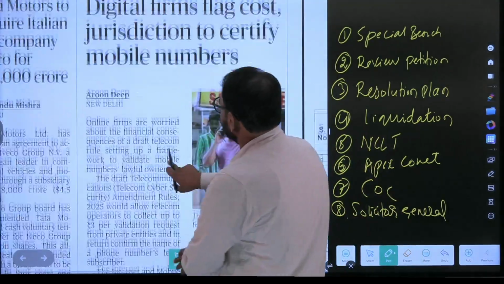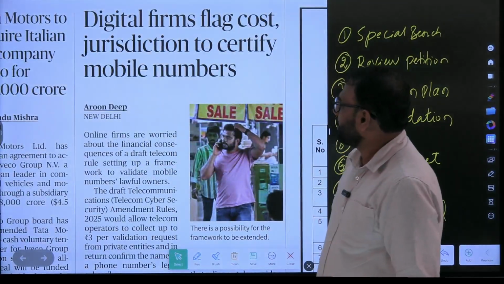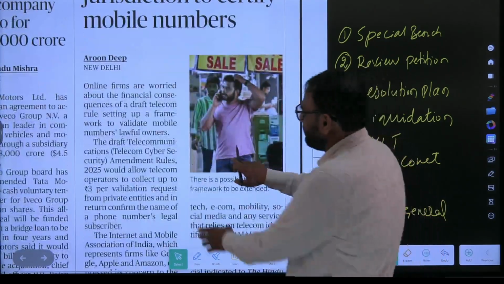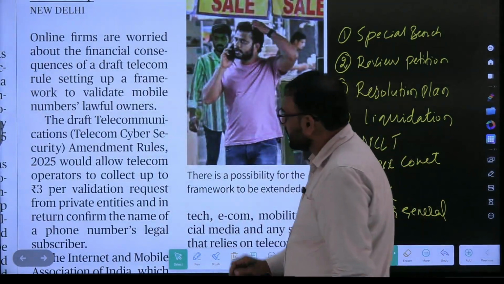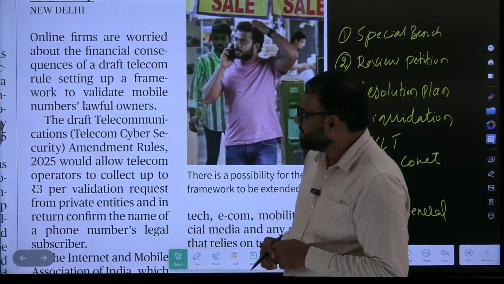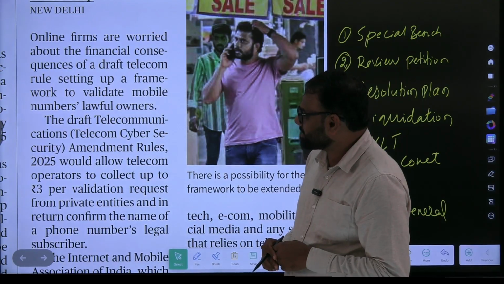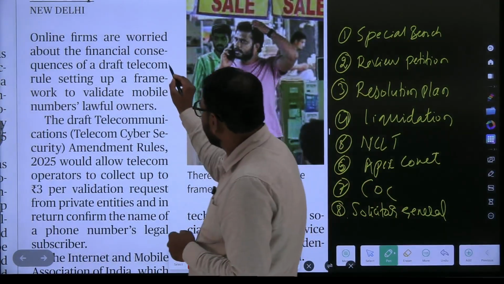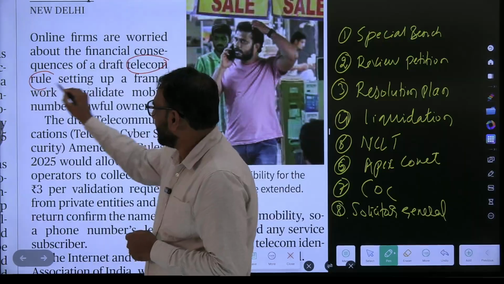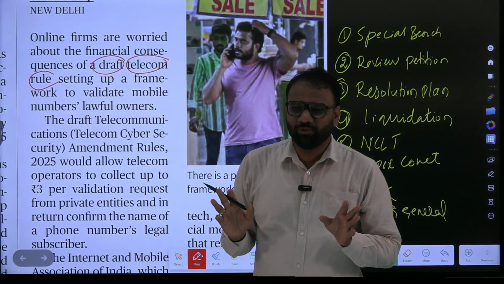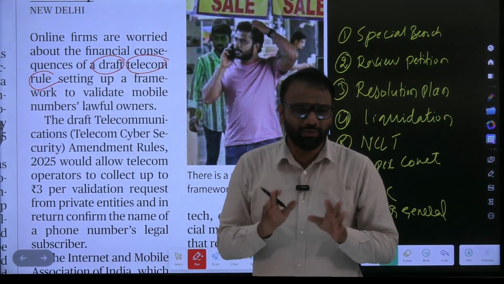Next, if you look at this, digital firms flag cost justification to certify mobile numbers. Online firms are worried about the financial consequences of a draft telecom rule setting up a framework to validate mobile numbers' lawful owners. So here we come across a few things. Telecom rule, and that too it is draft. When it is in the draft stage, it is not important from the exam point of view. Once it becomes finalized, then it will become important.